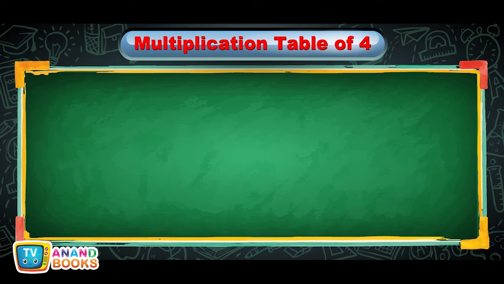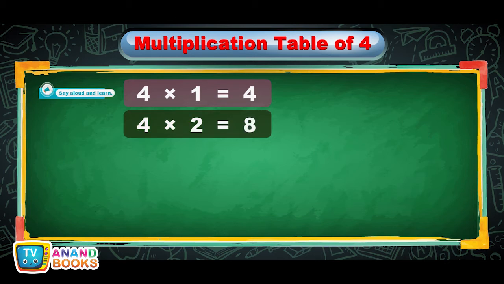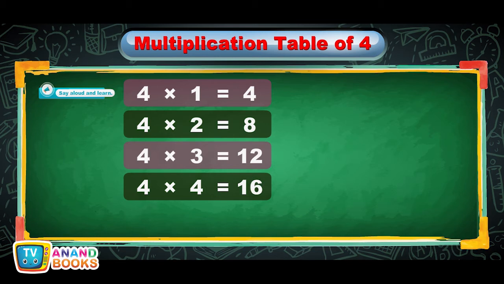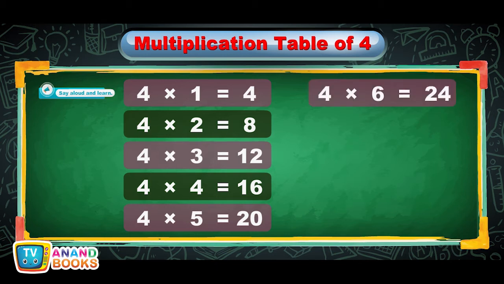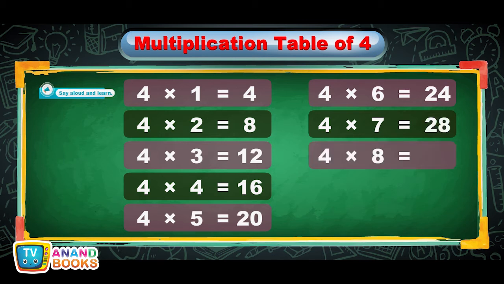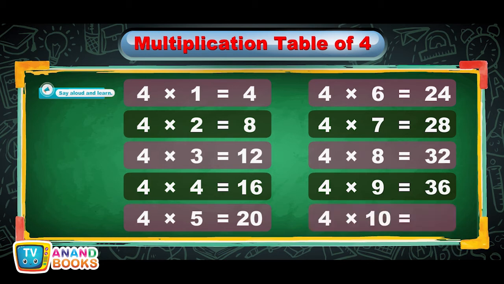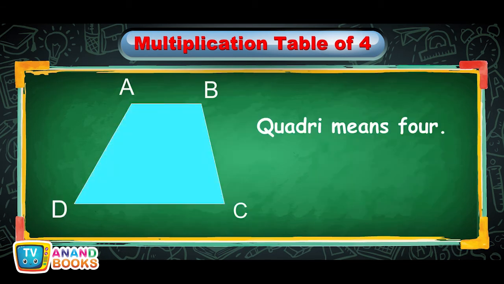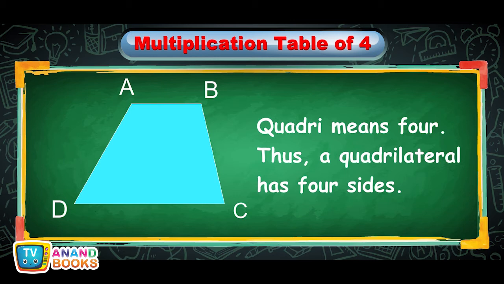Multiplication table of 4. Say aloud and learn. 4 ones are 4. 4 twos are 8. 4 threes are 12. 4 fours are 16. 4 fives are 20. 4 sixes are 24. 4 sevens are 28. 4 eights are 32. 4 nines are 36. 4 tens are 40. Quadri means 4. Thus, a quadrilateral has 4 sides.